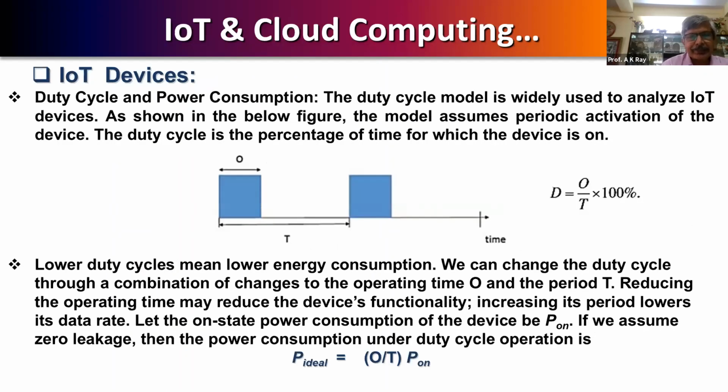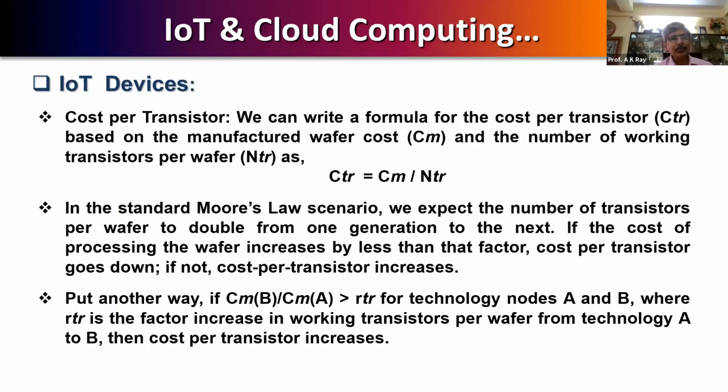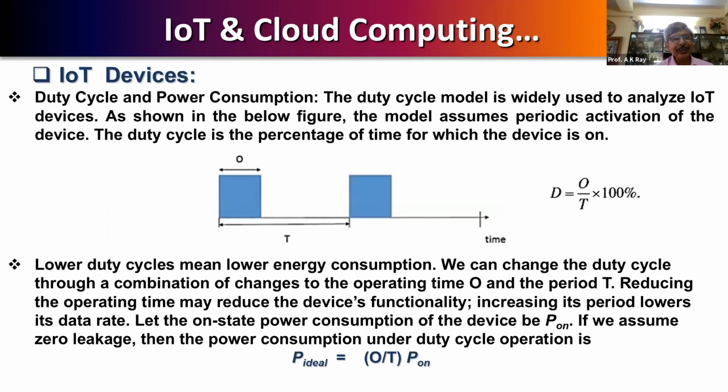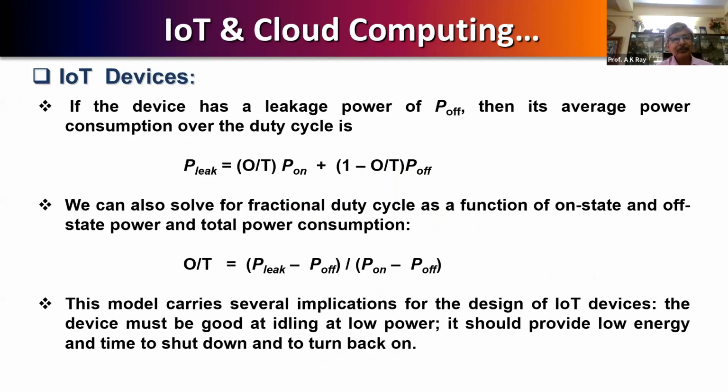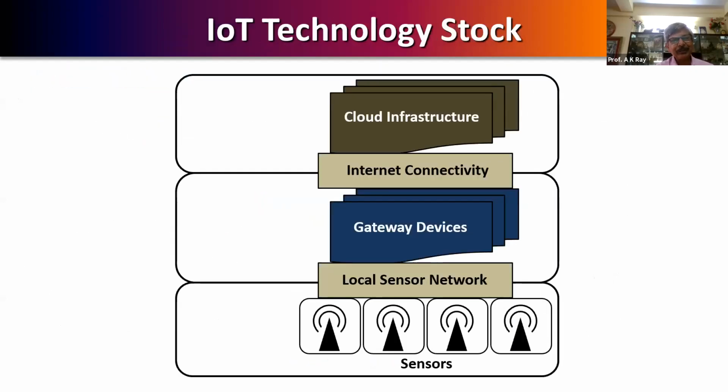So IoT devices. Once you have got an IoT device, you have to think about the cost. You have to think about the duty cycle. So it's how much time it is on and how much time it is off. So on by T, that is very important. From that, to reduce the power consumption or to optimize it, the duty cycle should be adjusted. So on by T, there should be one formula which says that it should be like this.